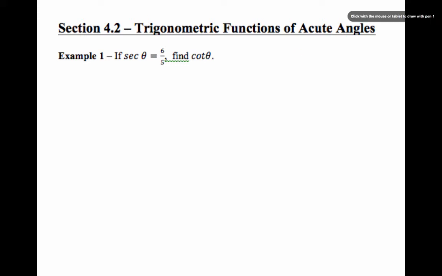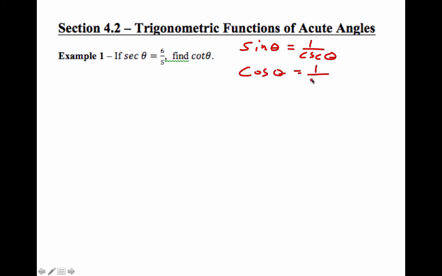Starting off with an example like this, secant is equal to 6/5. So we need to remember that the sine is the reciprocal of the cosecant. These are things that should be committed to memory. Cosine is the reciprocal of the secant, and the tangent of theta is the reciprocal of the cotangent. And then all the vice versas work, so we know that the secant is the reciprocal of the cosine.